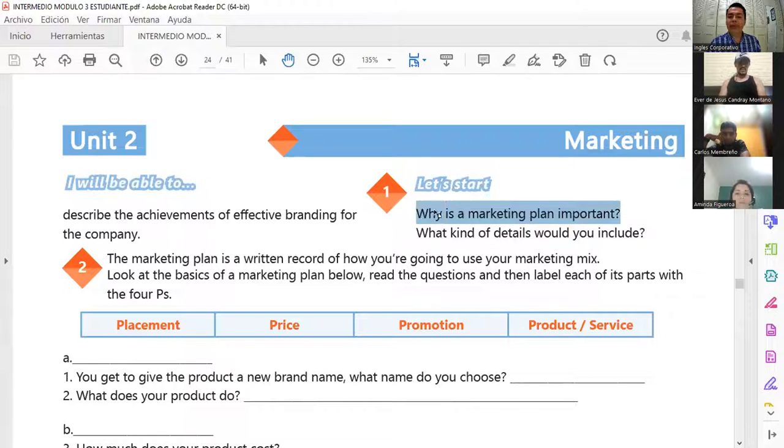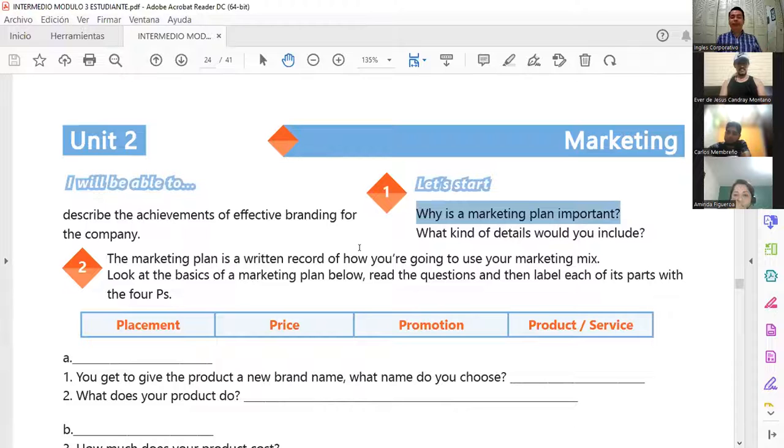Remember, tonight I want volunteers. Esta noche no voy a preguntarles uno por uno, ¿verdad? Voy a esperar que participen, pero espero que participen los que casi no participan. You know what I mean? Okay, please help me. Yes, Walter, come on, tell me. The question is, why is a marketing plan important?